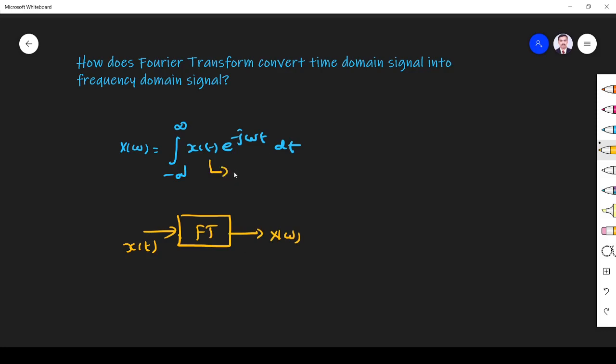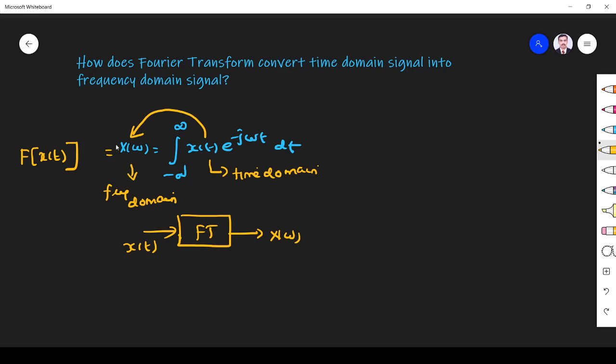So this is our input time domain signal. It's a function of t, so it is a time domain signal. After taking the Fourier transform, what you get is the frequency domain. It is a function of omega. X is a function of omega, so it is called the frequency domain. So X of omega is nothing but the Fourier transform of x of t.